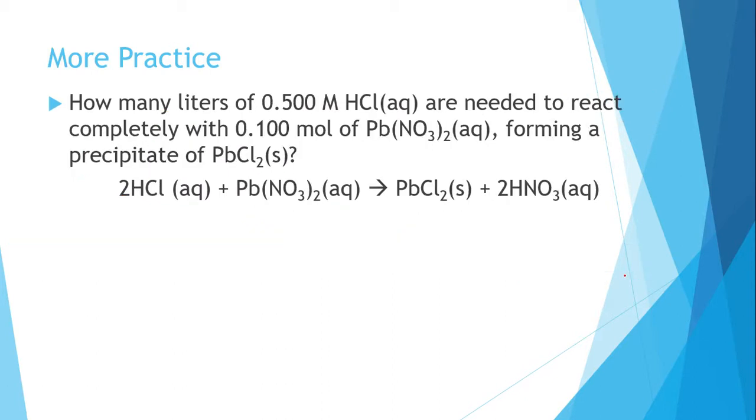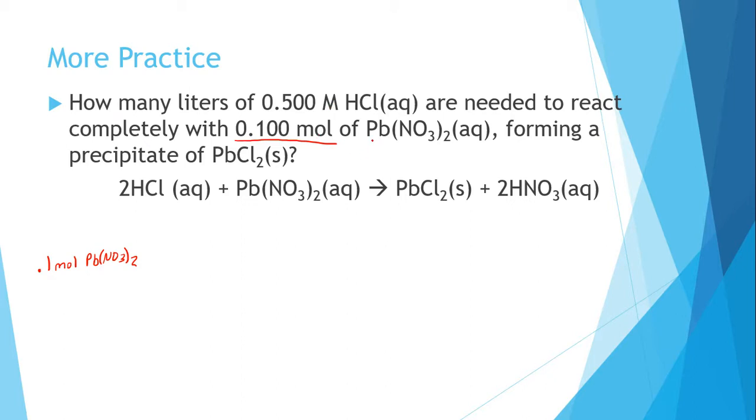Now, this third example I've chosen to do because it's a little bit different. We're not starting with milliliters and we're not starting with liters. Notice here, the only thing that is not molarity is this 0.1 moles. So I'm going to write 0.1 moles of my lead nitrate, PbNO3. I don't have to go from grams to moles, and I don't have to go from milliliters or liters to moles because I'm already in it. So this is where a lot of people mess up because they try to use this molarity here in the beginning.